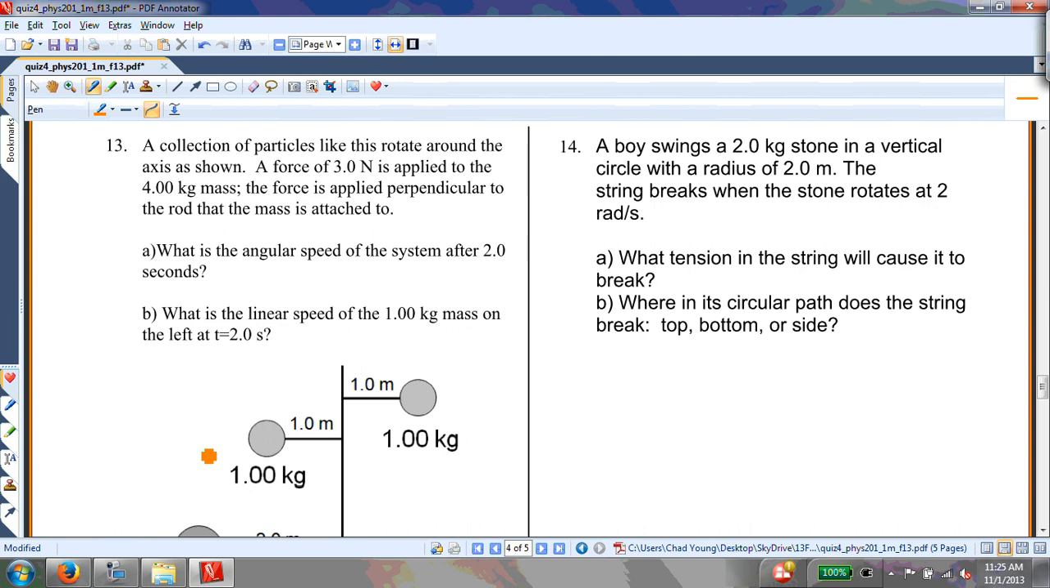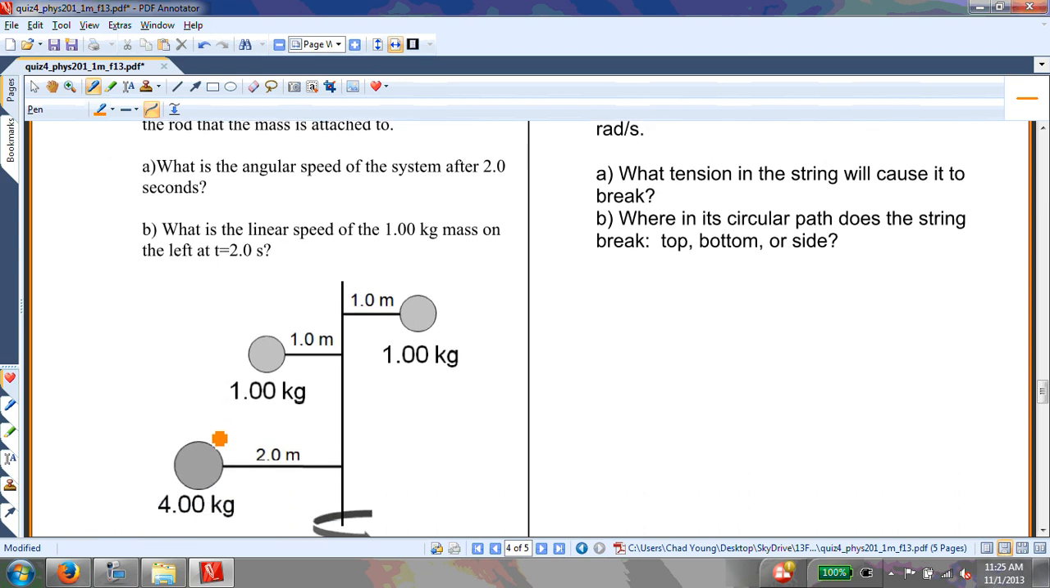Collection of particles rotate around the axis as shown. A force of 3 newtons is applied to the 4 kilogram mass. Force is applied perpendicular to the rod that the mass is attached to. What is the angular speed of the system after 2 seconds?